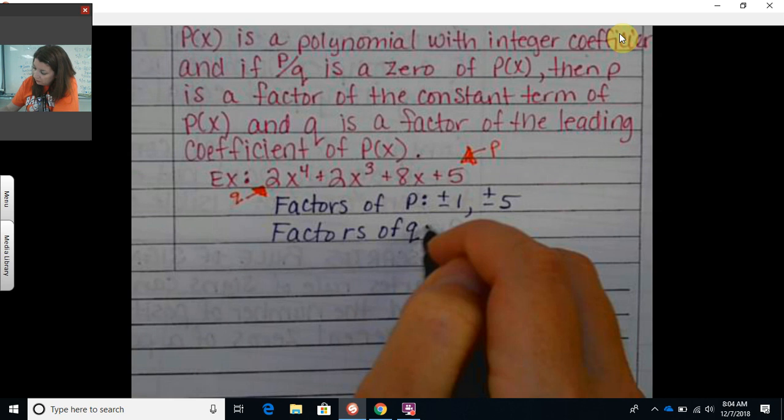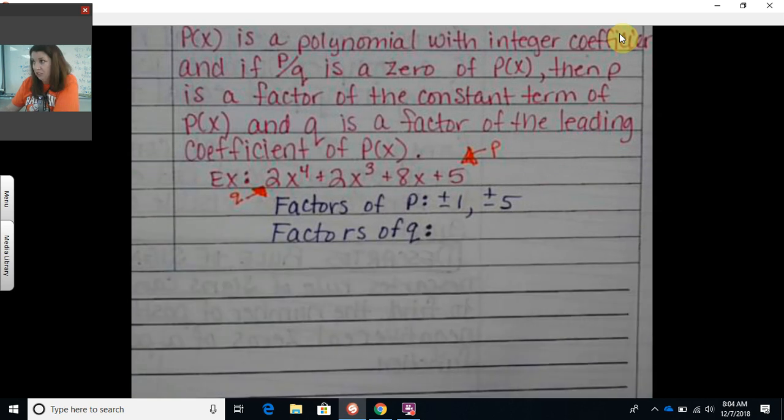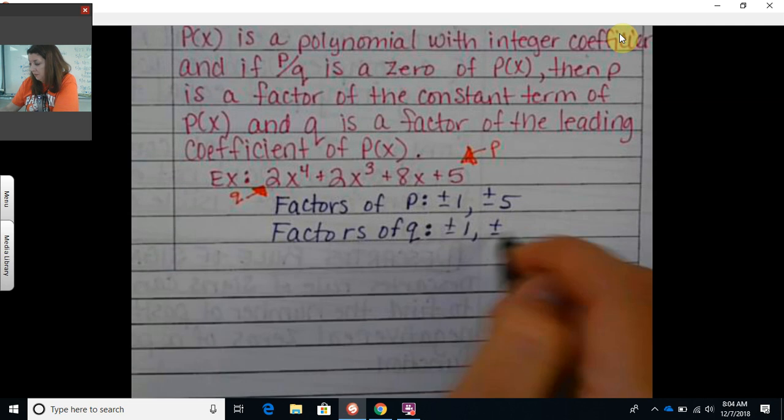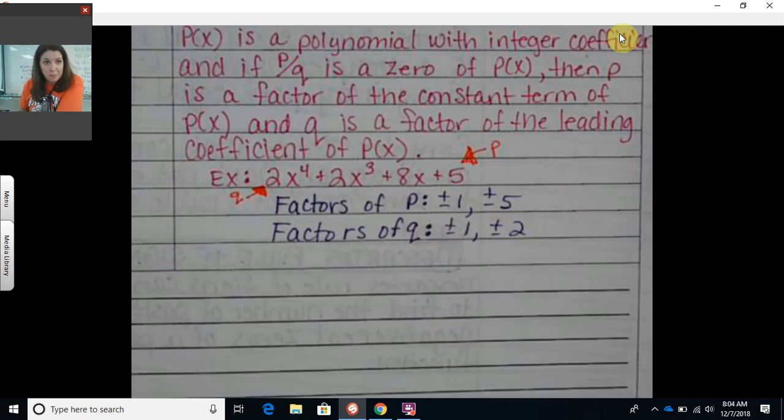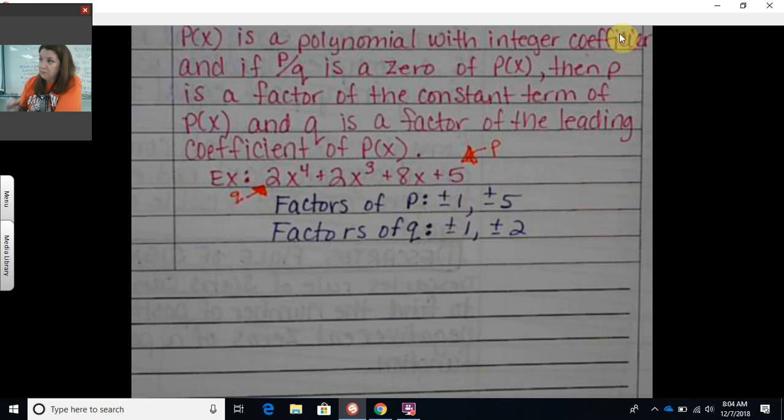Your Q is 2. So what are all the numbers that divide into Q evenly? Positive, negative 1, and positive, negative 2. So this is not the list of possible factors. Your list comes from when you divide P divided by Q.